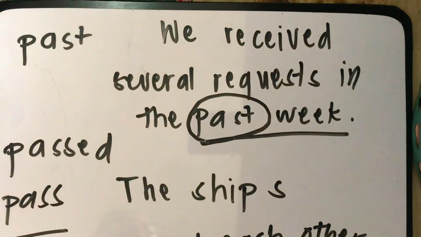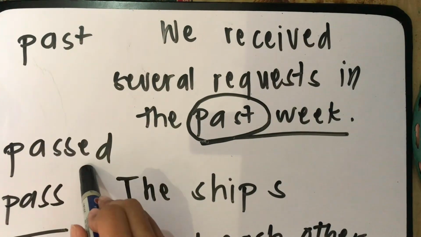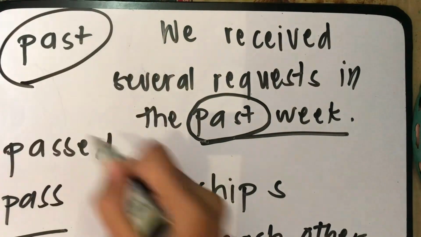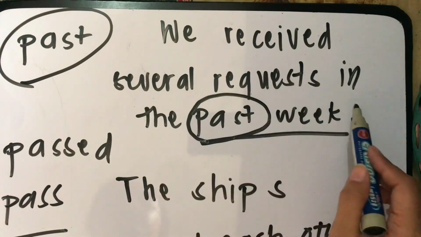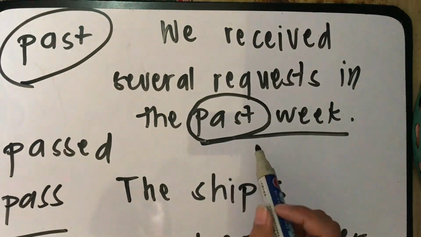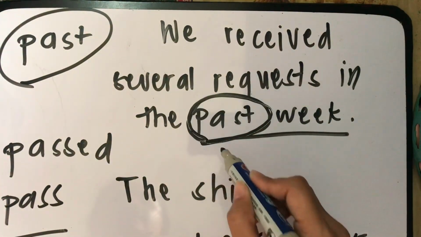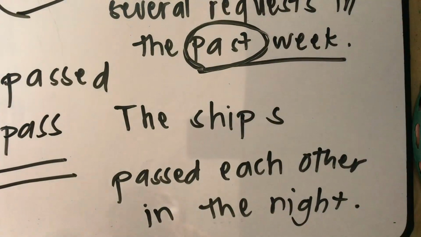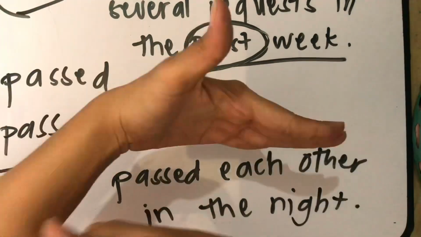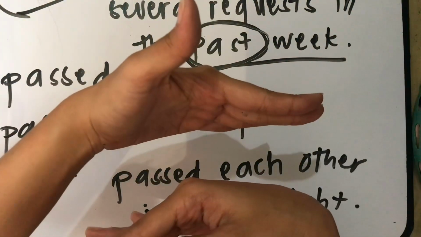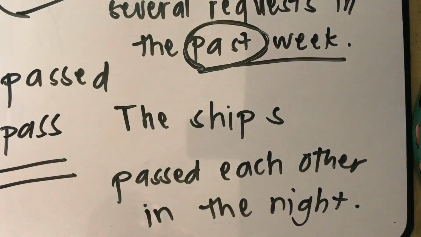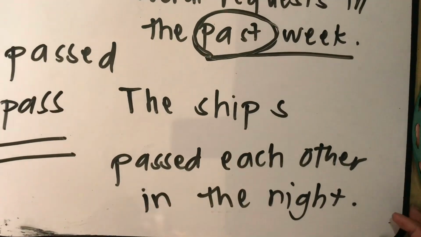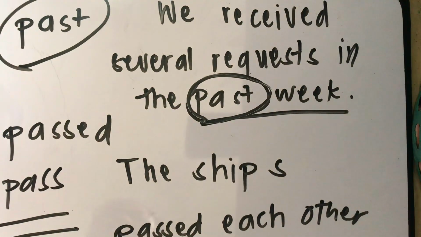So here is the example that we have in past and passed. In past, we have here, we received several requests in the past week, meaning to say it happened last week. For passed, the past tense of pass, we have the example, the ships passed each other in the night. It is like they crossed each other in a roadway or a path lane. So that is how we use past and passed in a sentence. Past is a noun, while passed is a verb.